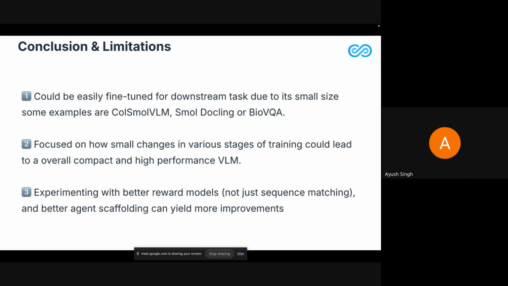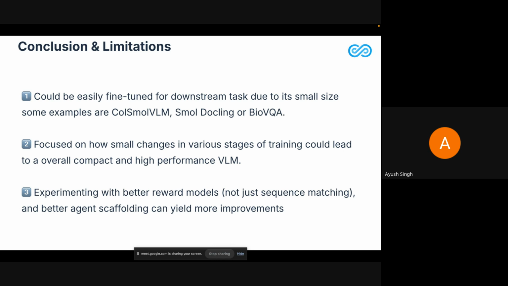So then we can move on to the conclusion. I saw some of the models that were fine-tuned on downstream tasks like SmolDocling and BioVQA, and called SmolVLM. So one major theme among all of these downstream models was that they had structured prompts which you can give to a model. For example, you gave it an image, and there was a structured set of prompts.